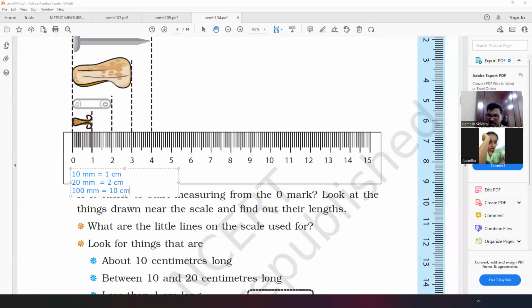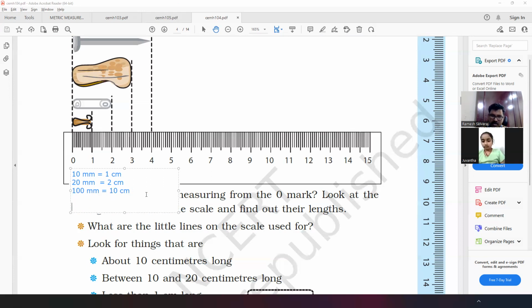You got it, right? Do you get me? Yes. So 1 centimeter is 10 mm, 2 centimeter is 20 mm, and 10 centimeter is 100 mm. Correct.